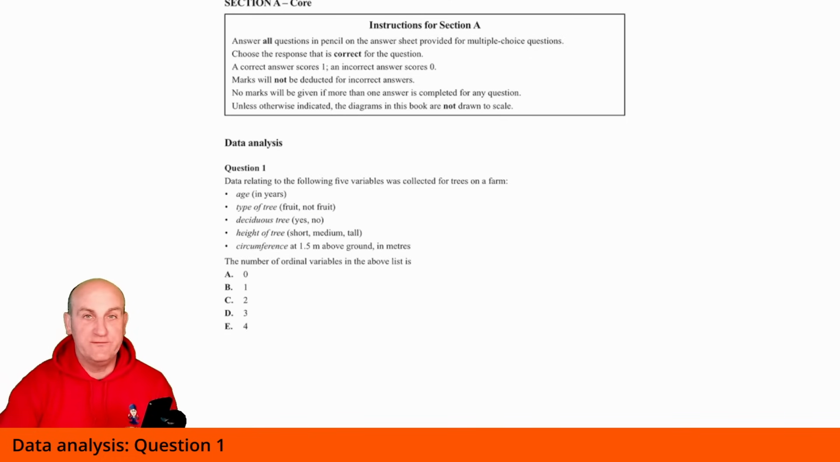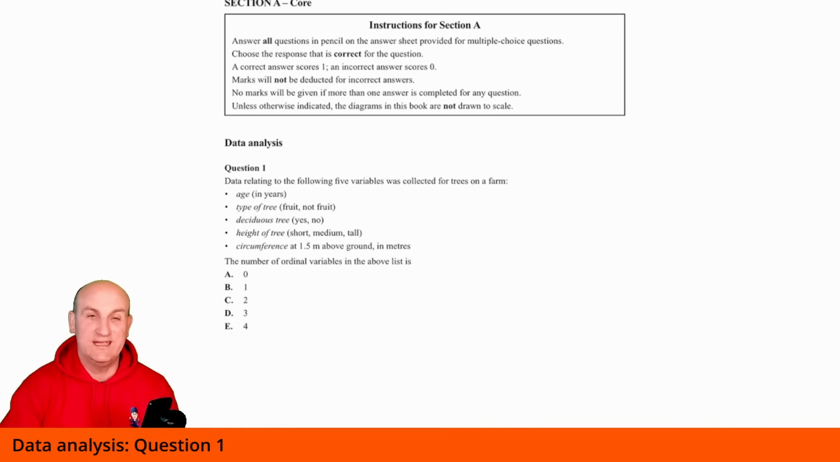Data relating to the following five variables was collected for trees on a farm: age, type of fruit, deciduous, height of tree, circumference. The number of ordinal variables in the above list is... Right, it's got to be categorical, with some sort of implied order. Age, that's numerical. Type of fruit, well, that's definitely categorical, but I can't put fruit or not fruit in an order.